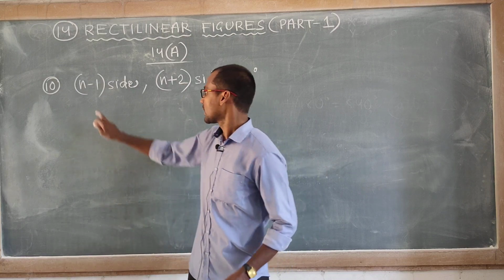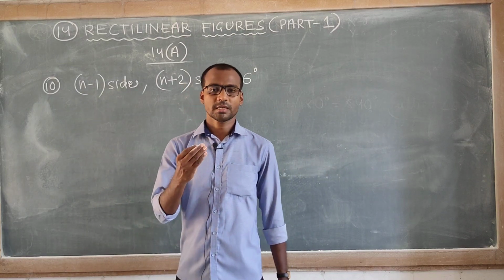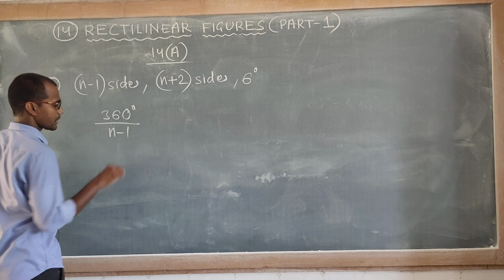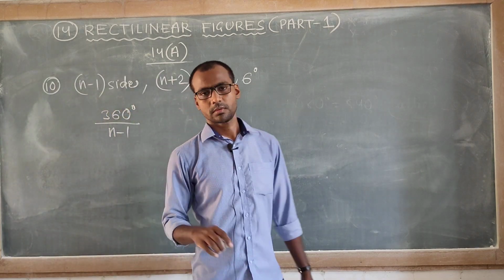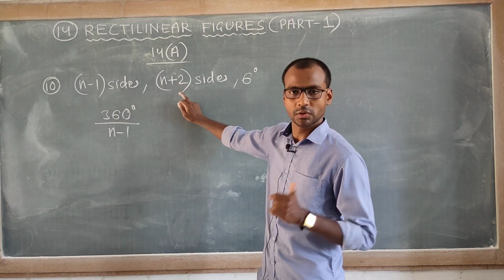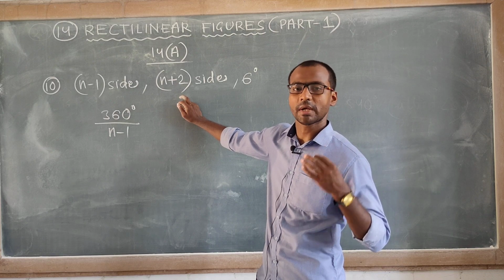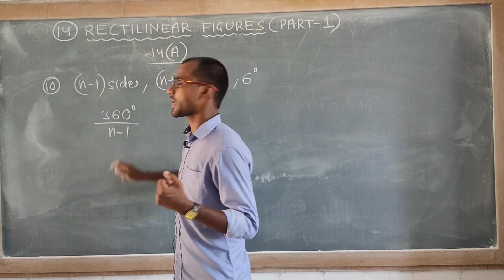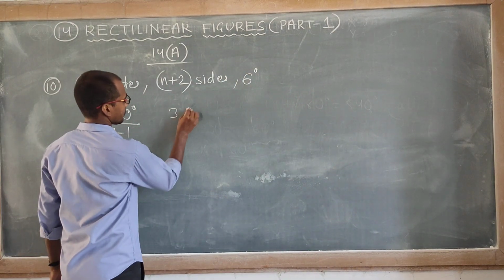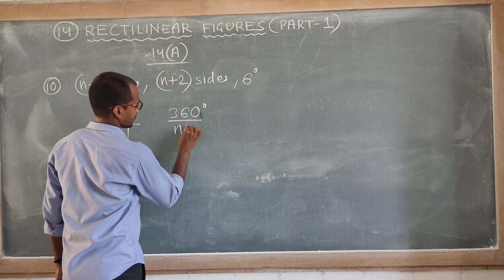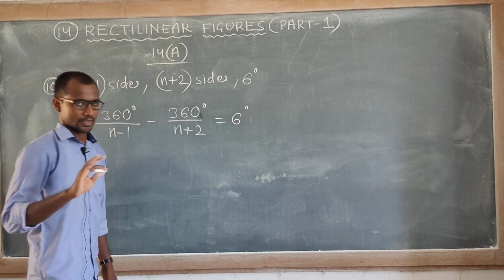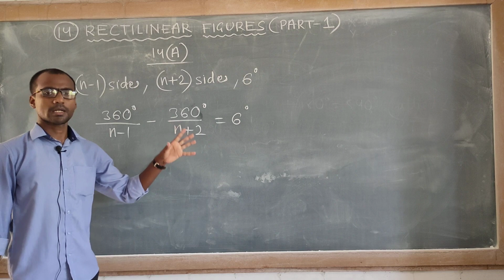Similarly, for a regular polygon having n minus 1 sides, what will be the value of each exterior angle? Obviously 360 degrees by n minus 1. Similarly, for a regular polygon having n plus 2 sides? If n sides, then 360 by n. If n minus 1, then 360 by n minus 1. If n plus 2, then 360 by n plus 2. And the difference is given as 6 degrees. The difference between the exterior angles is given as 6 degrees.